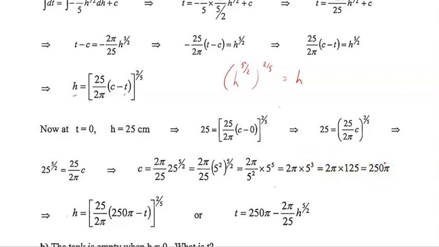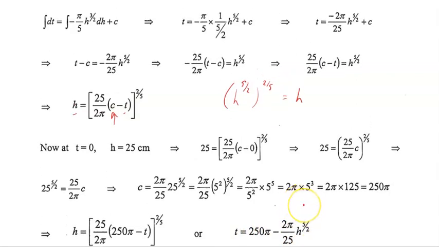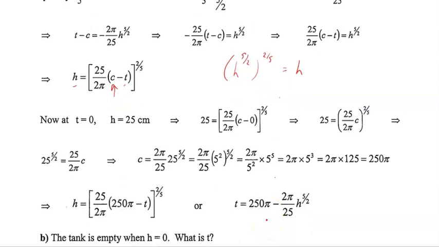So our particular solution becomes h equals 25 on 2 pi (250 pi, for this C here, minus t) all to the power of 2/5. Or if we express this in terms of t only, we would have t as 250 pi minus 2 pi on 25 times h to the power of 5 on 2. Because you remember, we had up here, we could express it that way. The C here is 250 pi minus all of this. So either way, that gives us the particular solution.